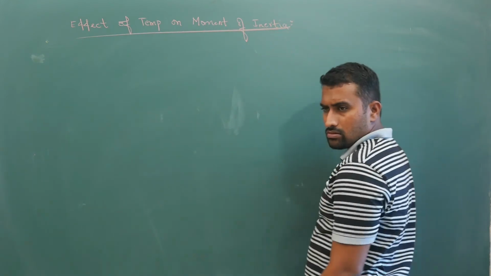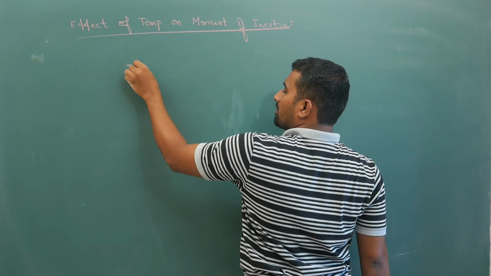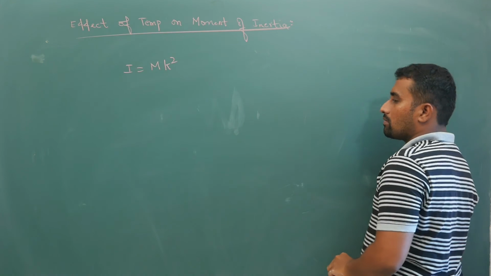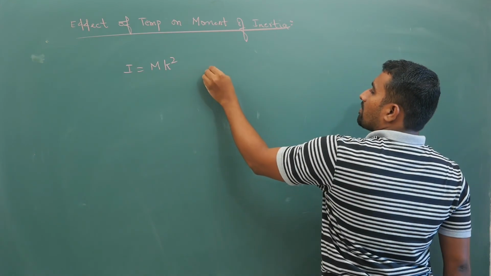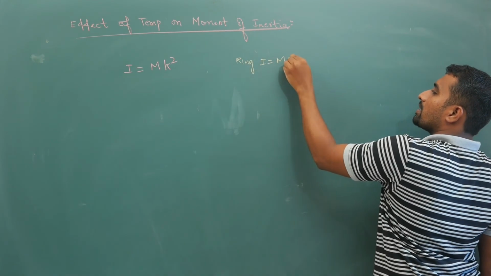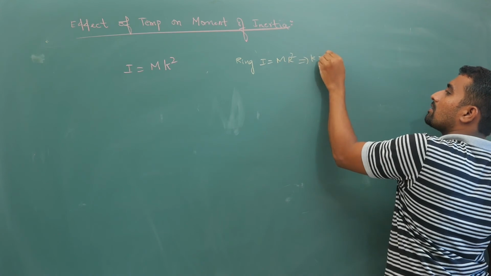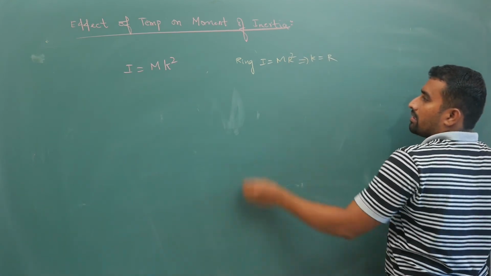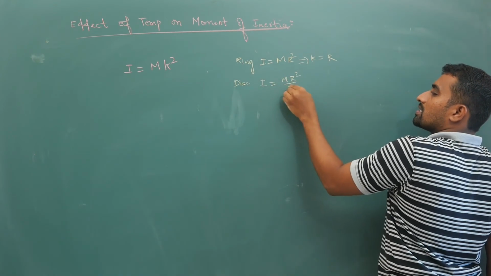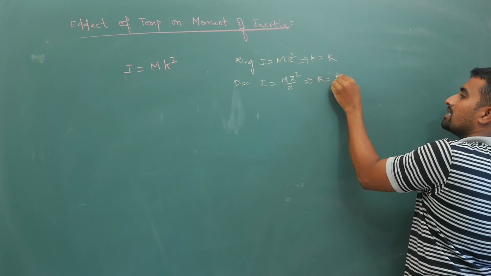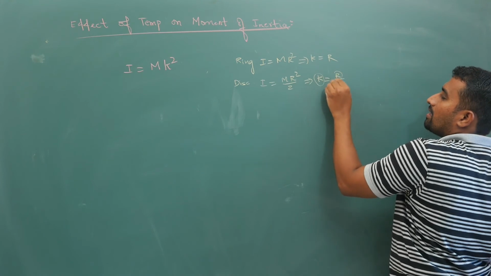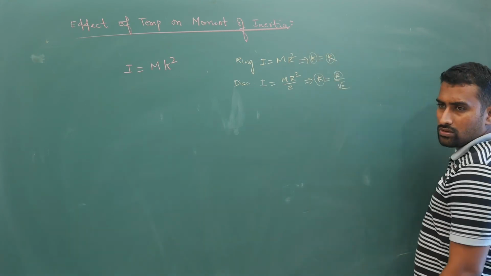Okay, now if you have studied in mechanics, your moment of inertia will be I equal to mk square usually. Okay, that is your formula. Now if it is, for example, a ring, I is mr square, that implies k will be equal to r. Okay, next if it is a disc, I is mr square by 2 through the centroidal axis, that means your k value is r by root 2. Okay, now indirectly k and r are linearly related to each other.